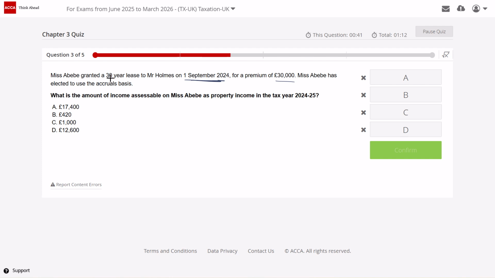So, Miss Abeb has received 30,000 of premium. So how would I compute the taxable amount of premium? That is 30,000 into 51 less 30 years divided by 50. In this, only the 30 and 30,000 are the amounts to be inputted. The rest is the same formula. So 51 less 30 divided by 50 into 30,000. That makes it 12,600. That is nothing but option D.